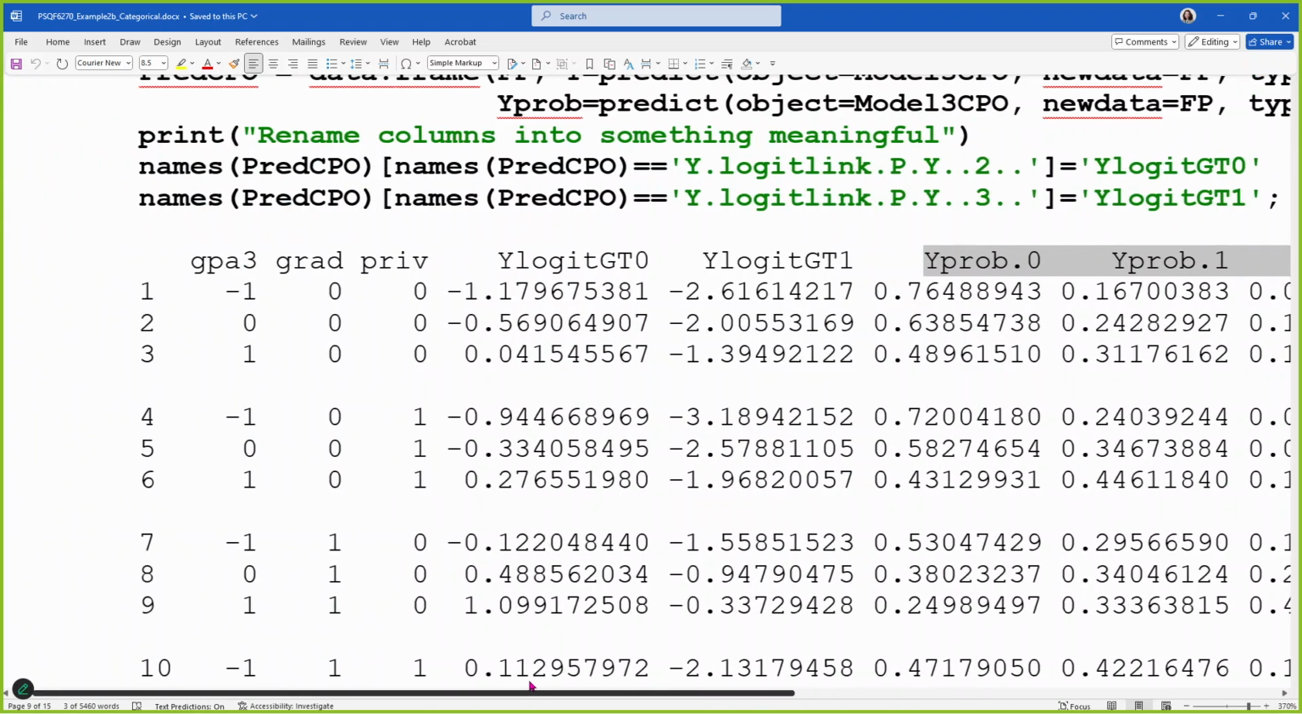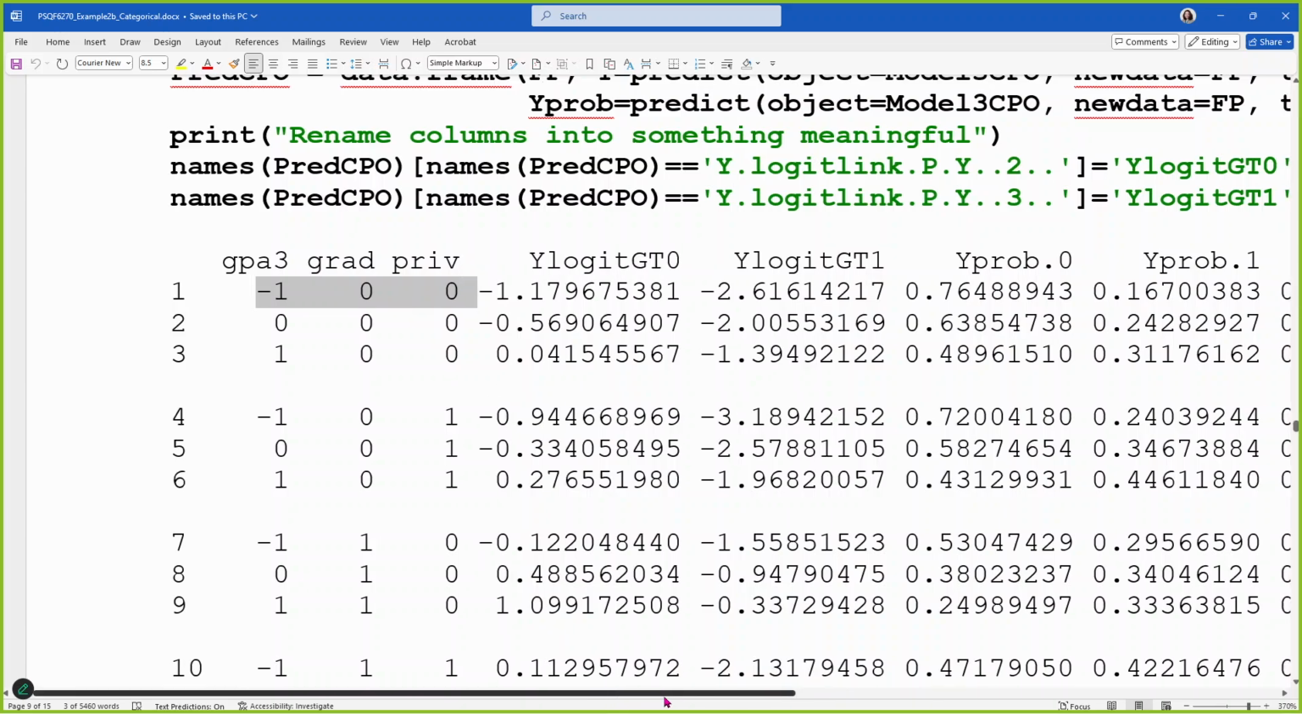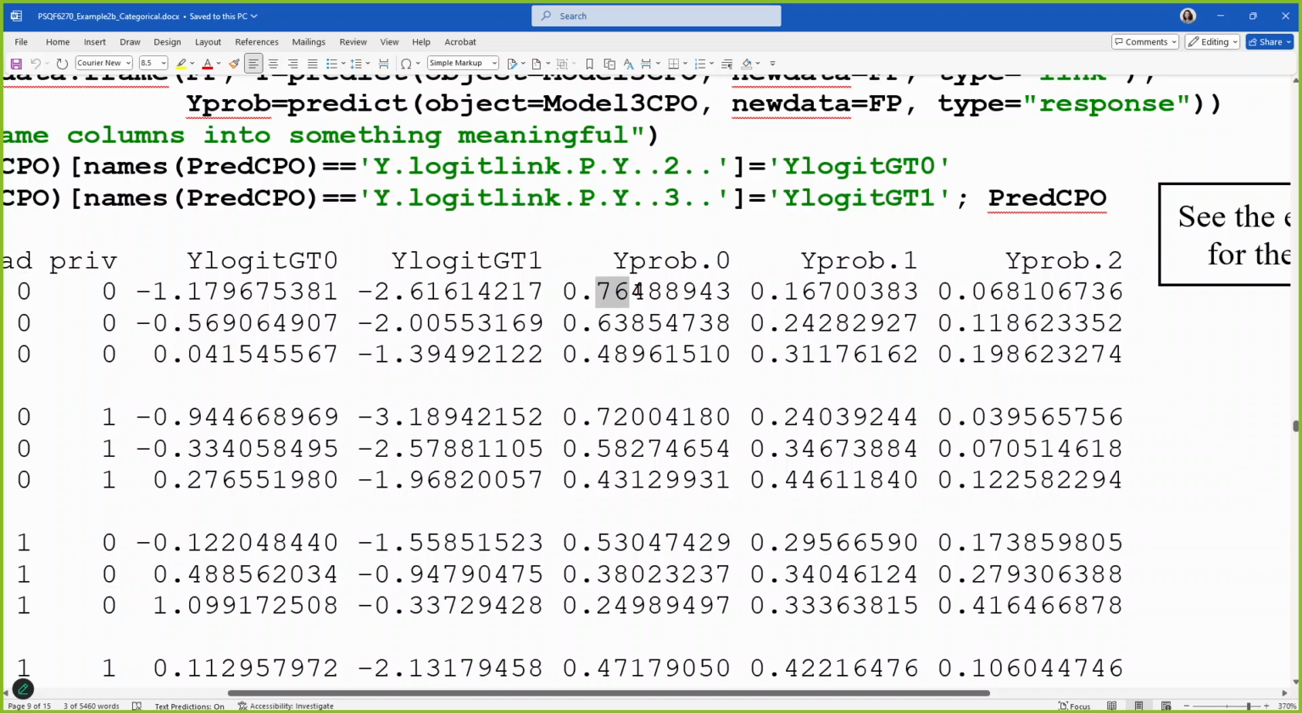So somebody who has a GPA of 2, whose parents did not go to grad school, and who went to public school, has a probability of 0.76 of saying, nope, not going. They have a probability of 0.17 of saying maybe, and they have a probability of 0.068 of saying, yes, going to go to grad school.